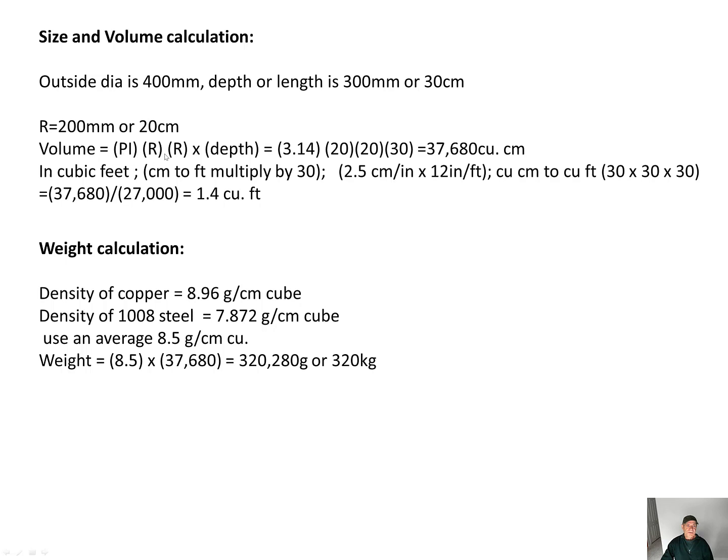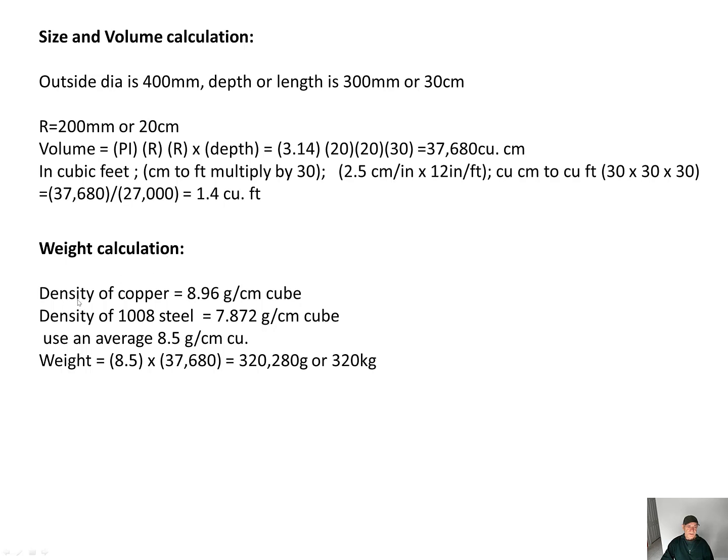The volume is pi r squared times the depth: 3.14 times 20 times 20 times 30 equals 37,680 cubic centimeters. In cubic feet, centimeters to feet is a factor of 30, so 2.5 centimeters times 12 inches per foot. Cubic centimeters to cubic foot is 30 times 30 times 30, so it's 37,600 divided by 27,000, which equals 1.4 cubic feet.